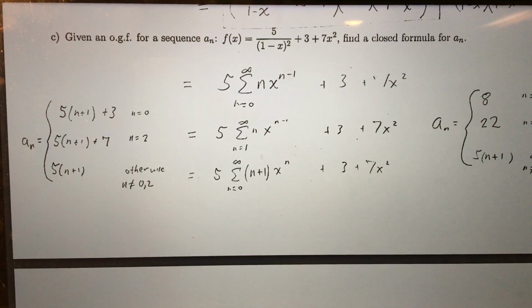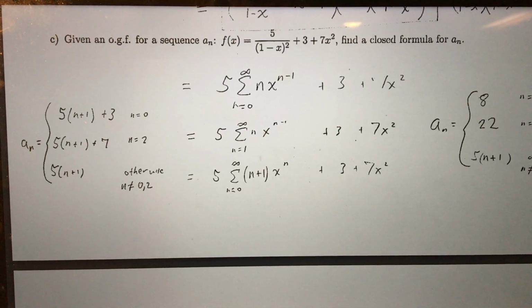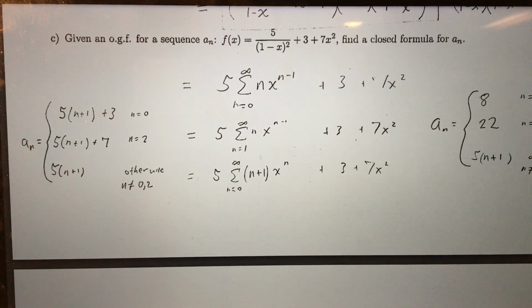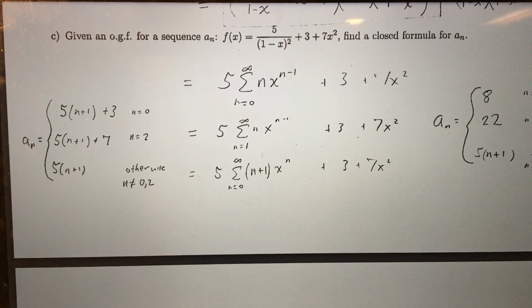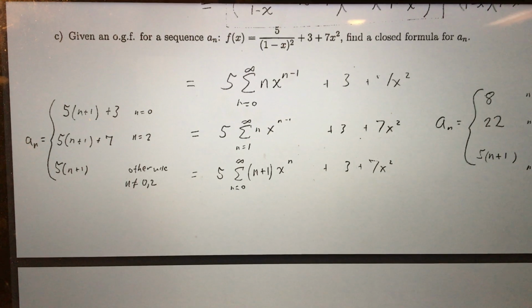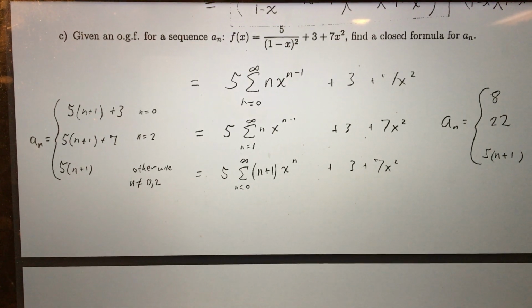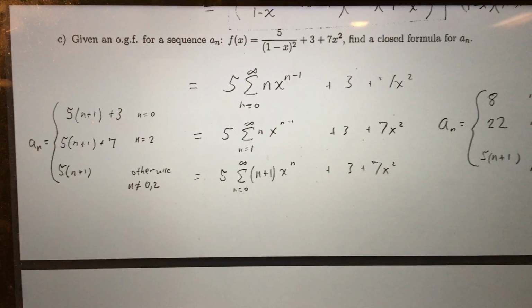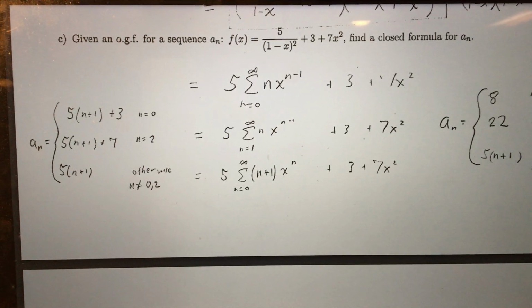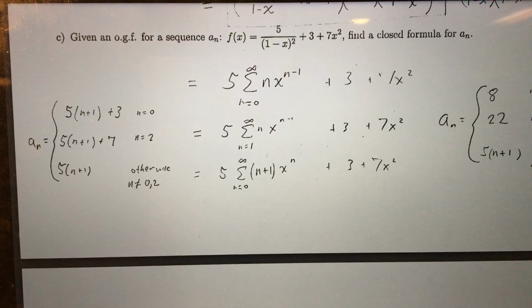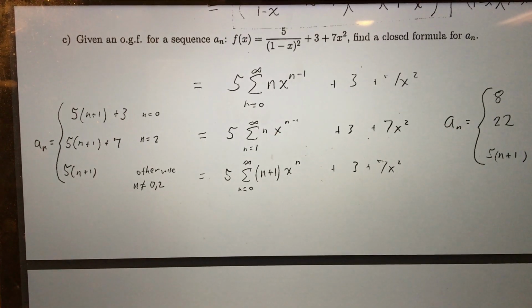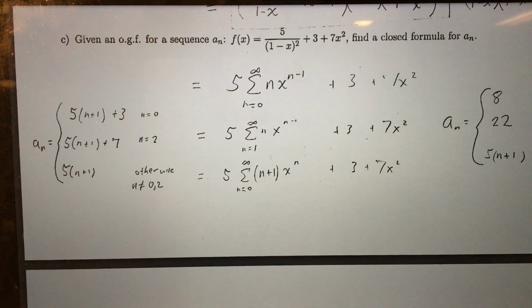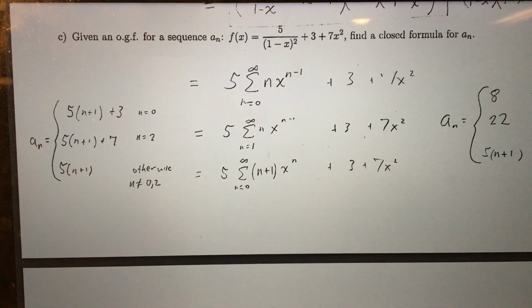So that comes into play now for n equals 2. For n equals 2, I will need to use the coefficient from the sum, 5 times n plus 1, because n equals 2 is included in that sum. But then I'll also use the coefficient from x squared added on at the end, the 7. Finally, for all other n not equal to 0 or 2, I just need 5 times n plus 1, the coefficient from the infinite sum. So that's how I got a sub n there.